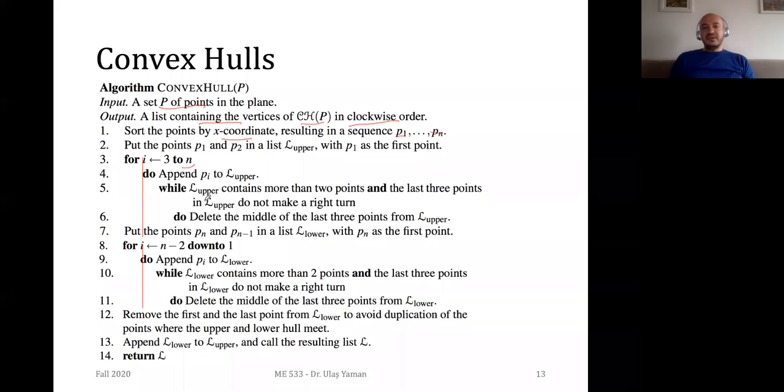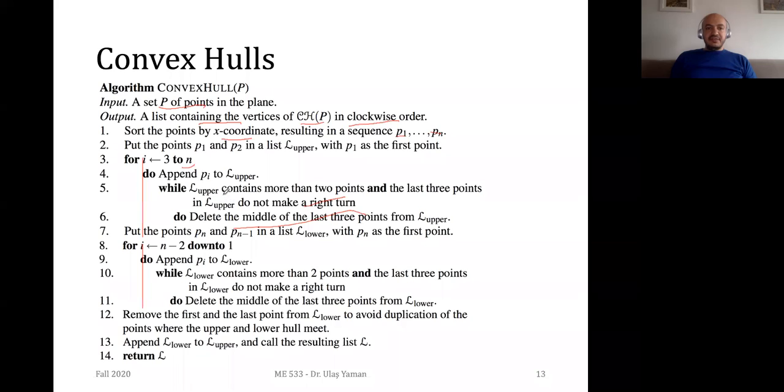So what we do, we check whether we are making a right turn or left turn. If it's a right turn, you do nothing, but if it's a left turn, you delete the middle point and go on with the next point. But if it's a right turn, then you need to add this part to your resulting convex hull.